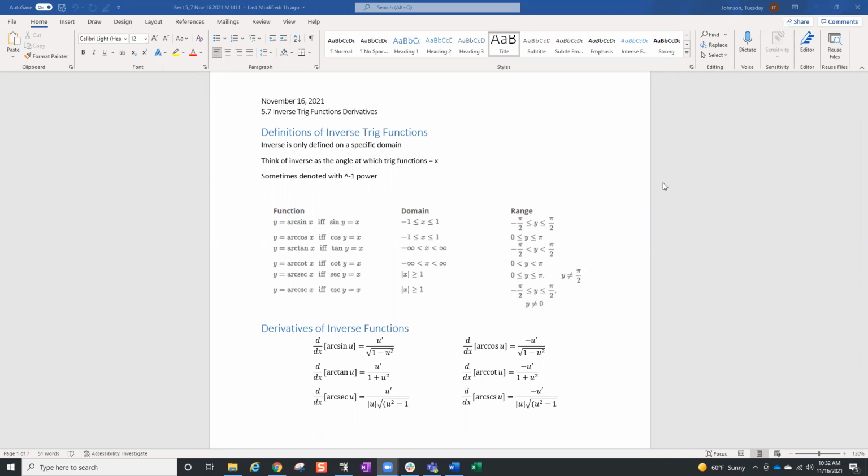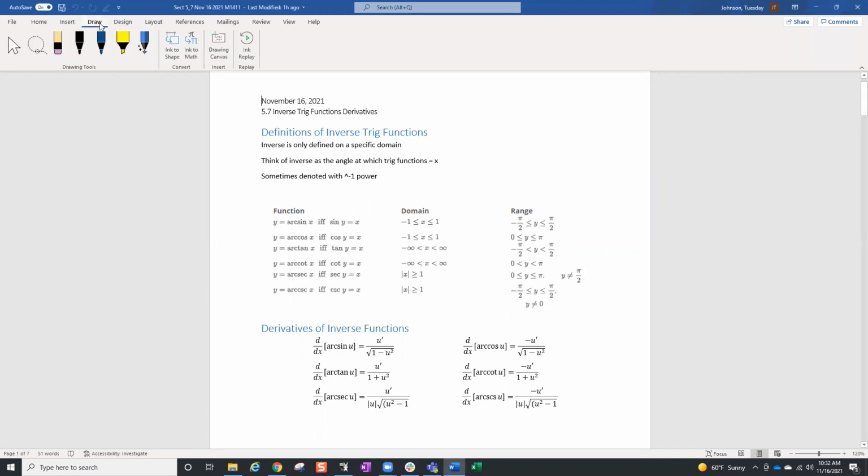Inverse trig functions derivatives. So we're looking at, remember chapter 5 is all the extra stuff. These are actually called transcendental functions. The logarithm, the exponential function, the inverse trig functions. So we're getting a look at some of the somewhat common but odd math functions out there, and we can still find derivatives. So here we go. Definitions of inverse trig functions. First of all, keep in mind the inverse is only defined on a specific domain.